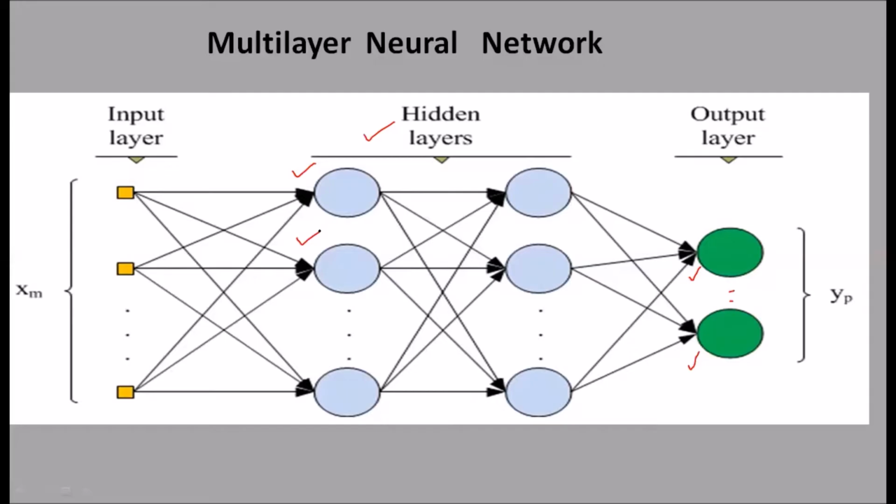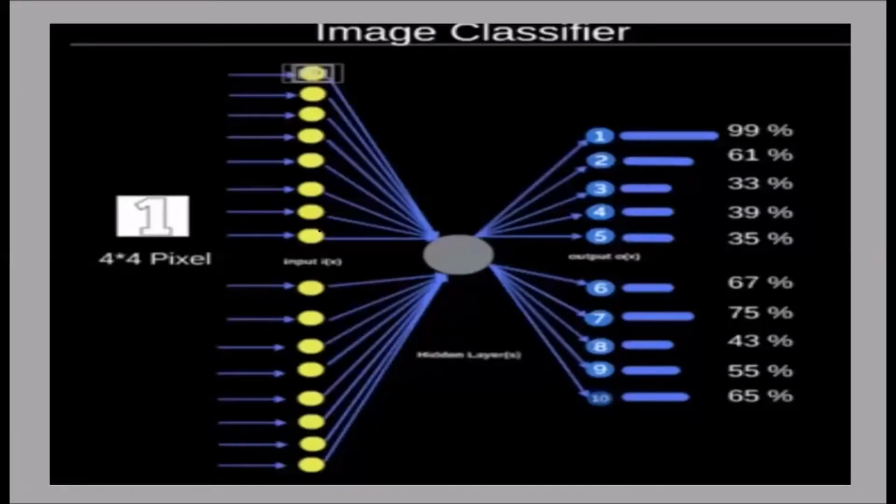Lot of applications are there of this multi-layer neural network that also you have to study. We can use it for classification. We can use it to extract important features from images or from any given data. So a lot of applications are there. One of the applications I am showing here.